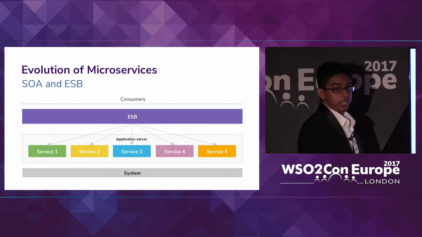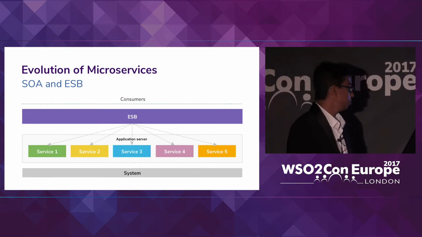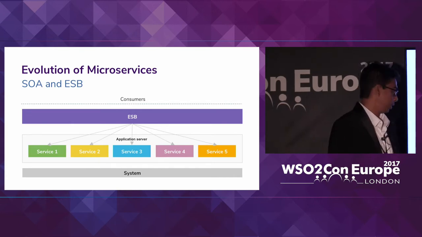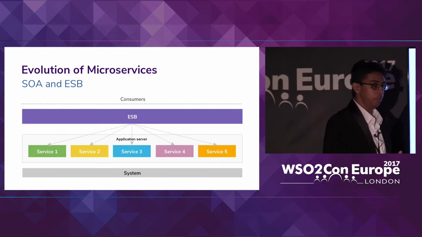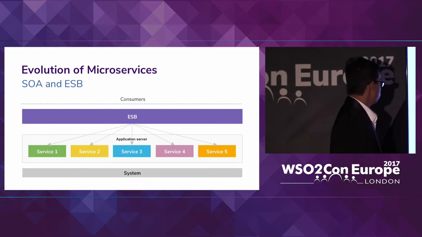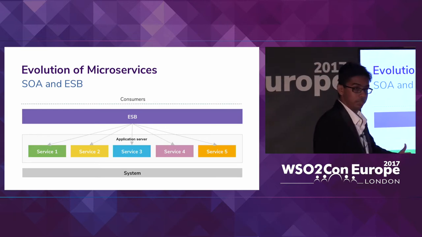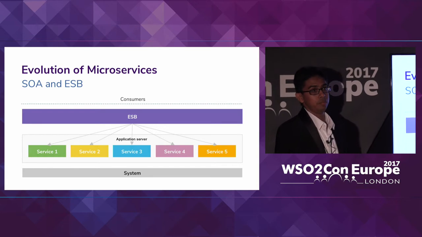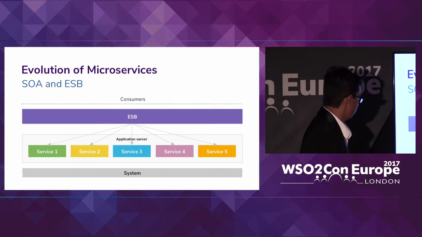With the introduction of service-oriented architecture and enterprise service bus, we tried to eliminate some of the drawbacks in our previous architecture. What we did here was, we basically segregated monolithic applications into services, right? So now you have your systems of record, and then you have your services layer. And these services are more or less deployed in a monolithic runtime, in most cases an application server.